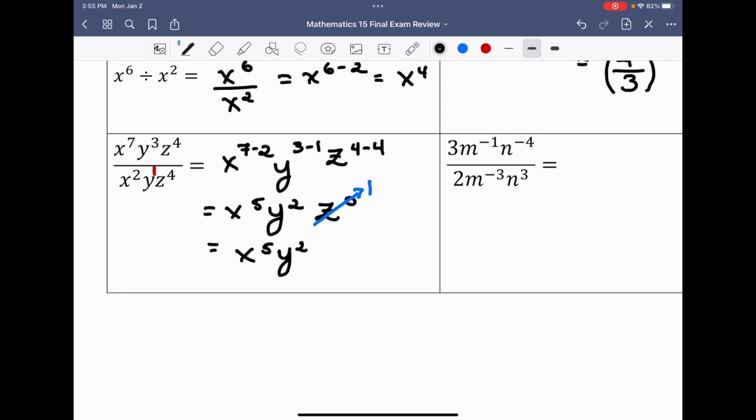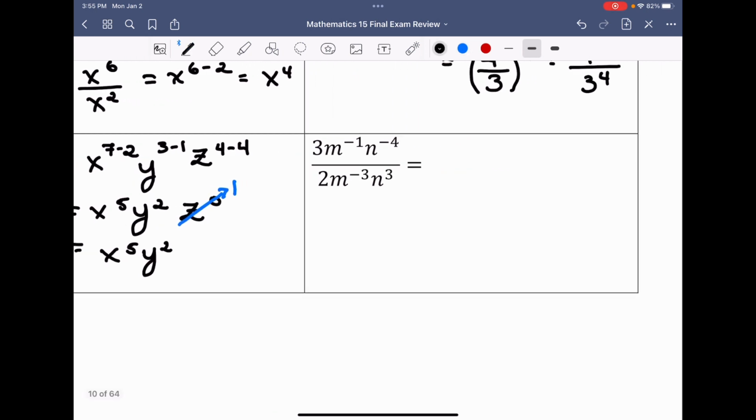Okay, and then our last example on this page, we have 3 over 2, m to the negative 1 over m to the negative 3, n to the negative 4 over n to the positive 3. Well, right away I'm thinking, okay, 3 over 2 isn't going to reduce anymore, so I can keep the 3 over 2 as is. They're both prime numbers, they're already fully reduced. What I could do now is flip all the negative exponents from the numerator to the denominator or the denominator to the numerator based on where they are.